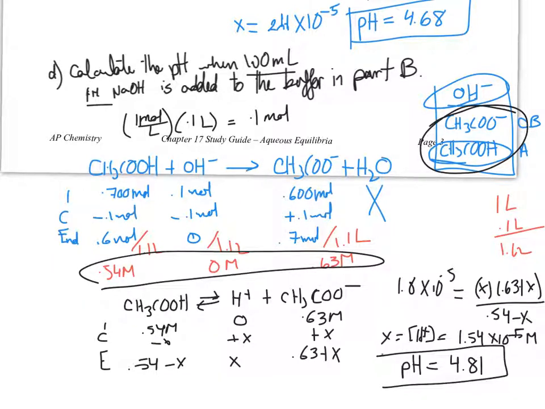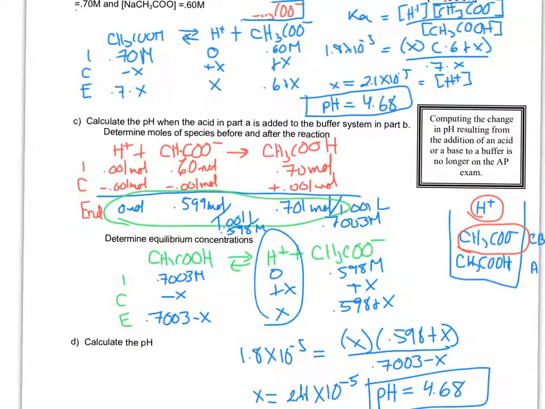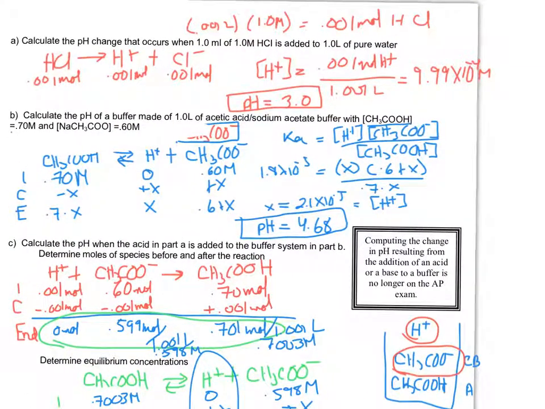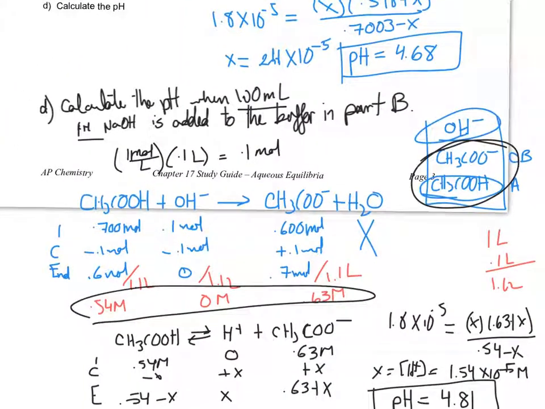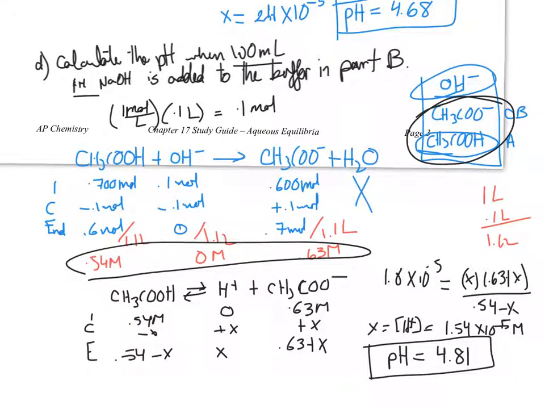Let's look at this. My buffer by itself, let's look back at B. My buffer by itself had a pH of 4.86. I go ahead and add 100 milliliters of 1 molar NaOH. That's pretty strong. That's a lot. And I only go to 4.81. From 4.86 to 4.81, that's not too bad. So that's pretty good. It changed by a little bit, but not a lot.